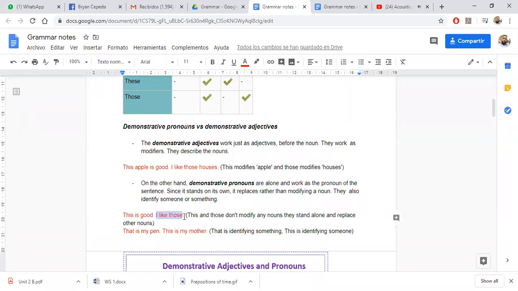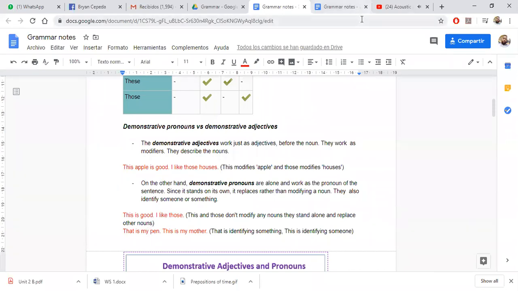For example, I like those. Hey, it reminds me of a video that I watched of a reactor. I like those. We like those all the time. So as you notice, here I don't have a noun. Okay, here I have houses, but here I don't have houses. I just have I like those, which is a pronoun.